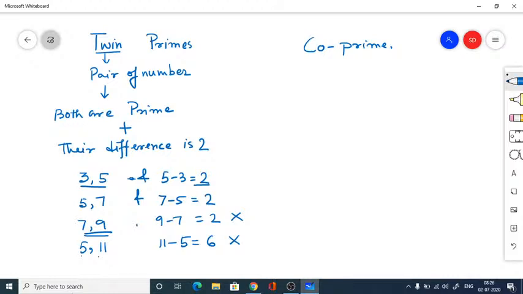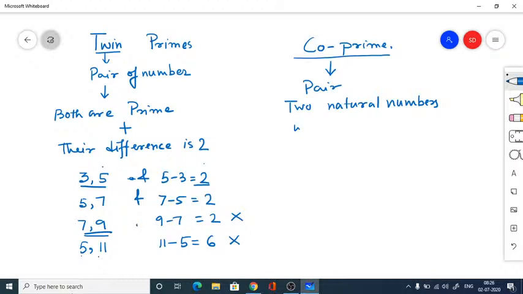So we will be doing sums on these. I'm just giving you the concepts about these numbers. Now what is co-prime? This was twin primes: both prime, difference 2. But here it's also a pair, but not necessarily both prime numbers. Any two natural numbers with their only common factor being 1.